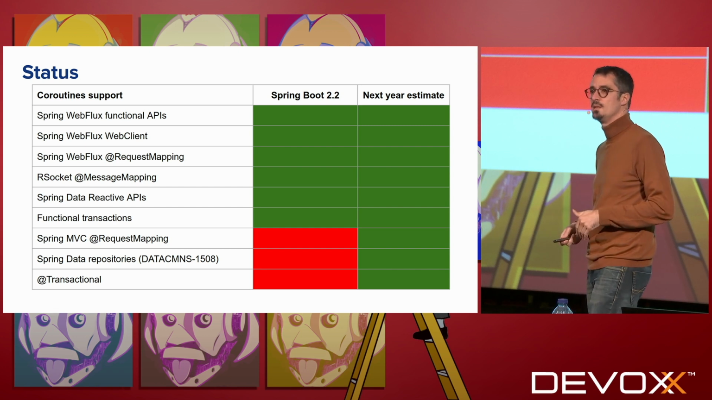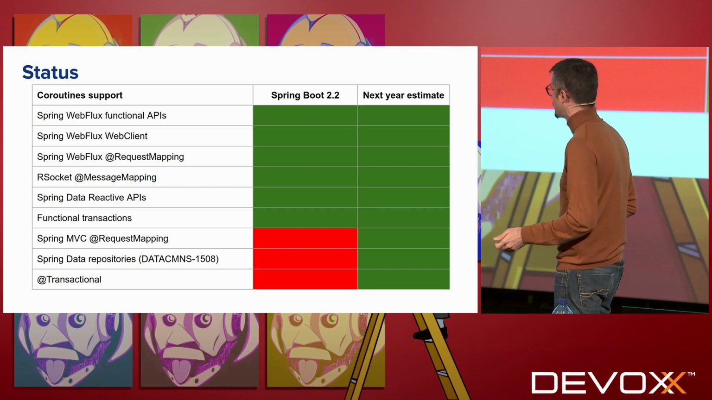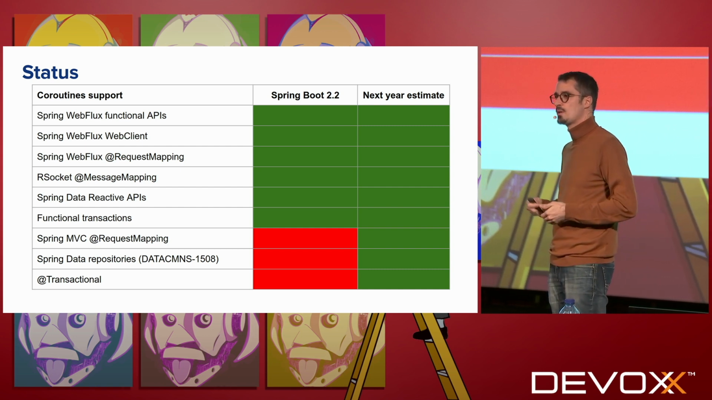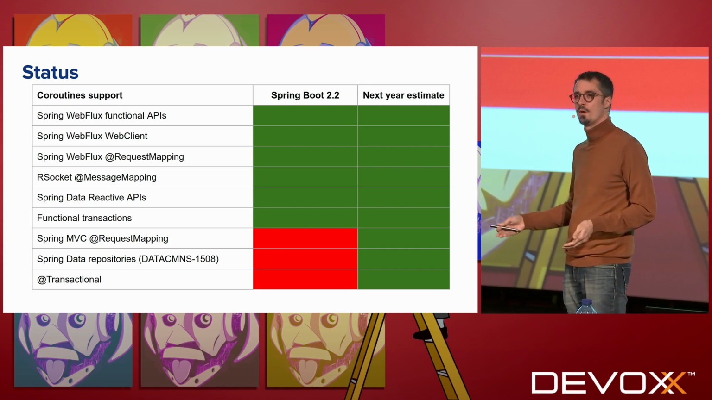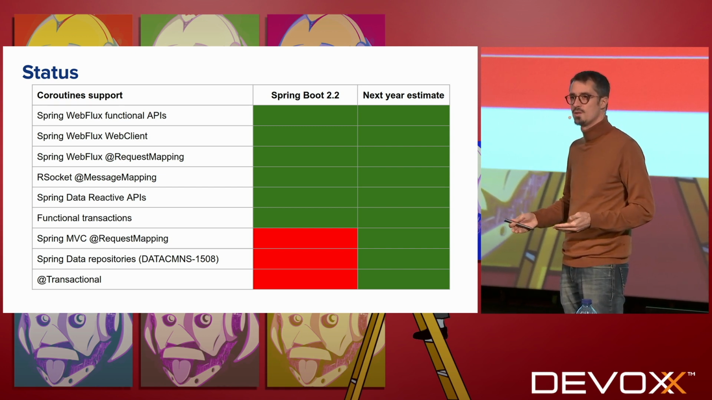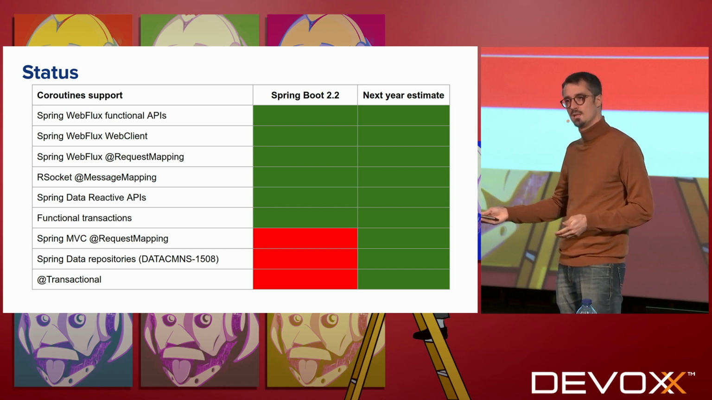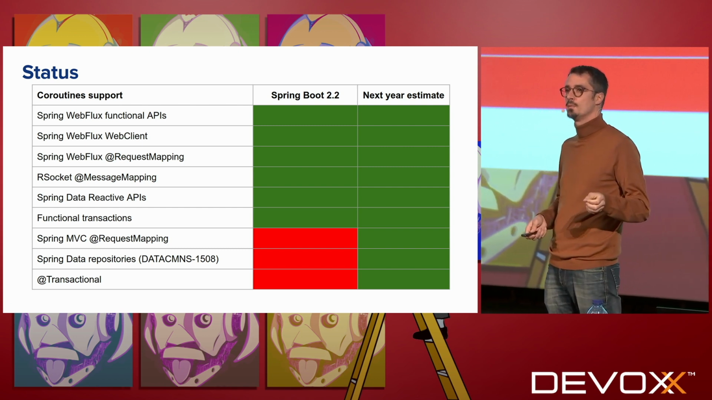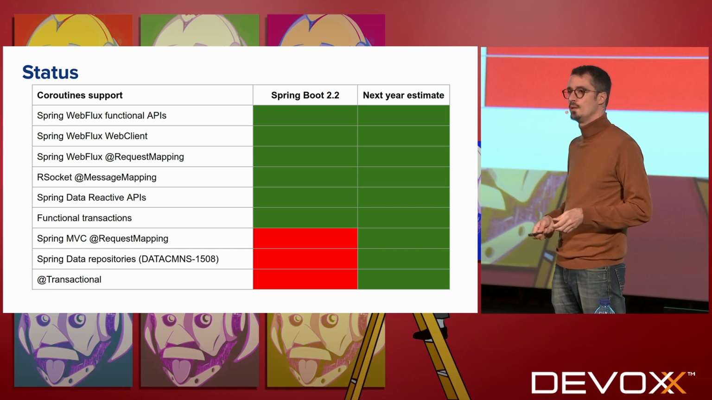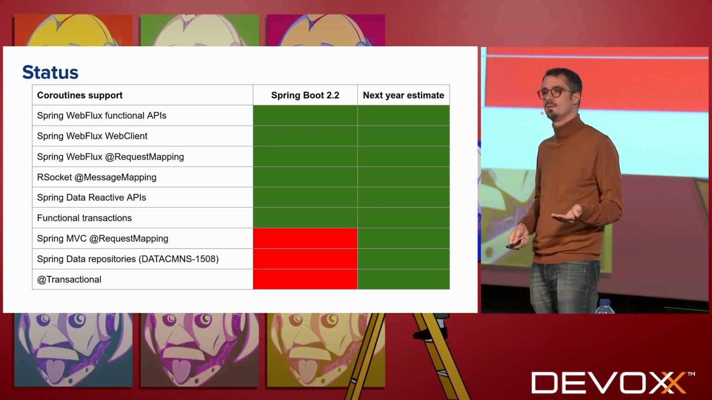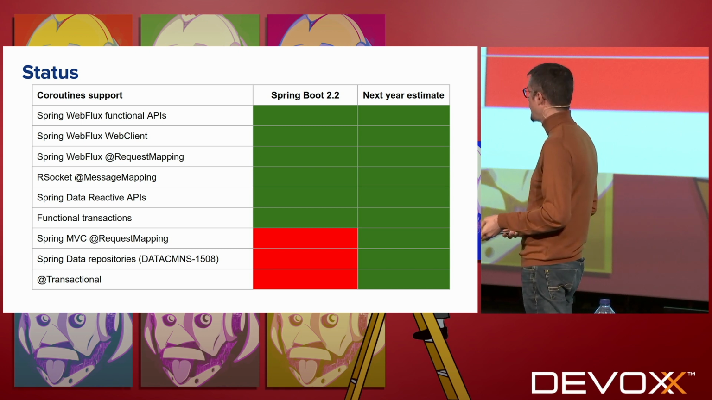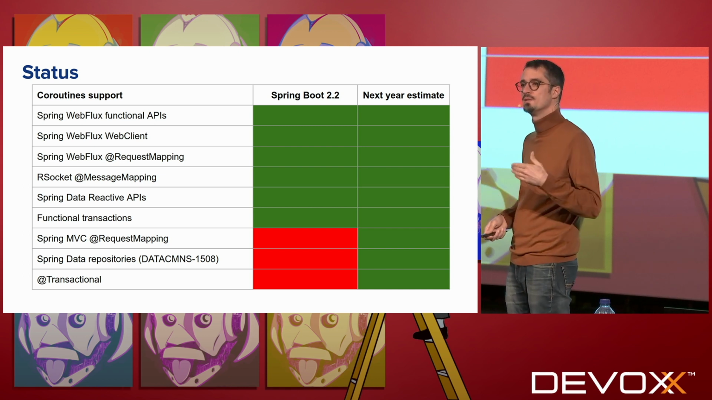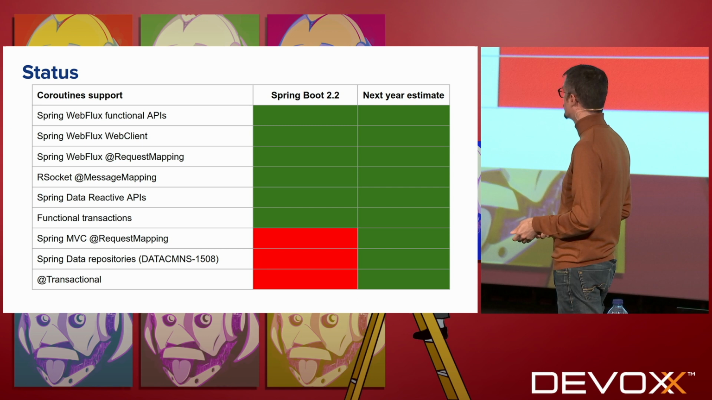What is not supported yet is Spring MVC @RequestMapping, because I don't know if you are aware of that, but Spring MVC is not as powerful as Spring WebFlux, but it provides some support for Mono and Flux. So in theory, it should be possible to support coroutines, and that will be the case, but next year. Spring Data repositories, so when you are creating some @Repository classes with a findByName, etc., are not supported yet with Spring Data reactive support. And transactions defined by annotation with @Transactional are not supported yet. So for now, you will have to use the functional transactions.